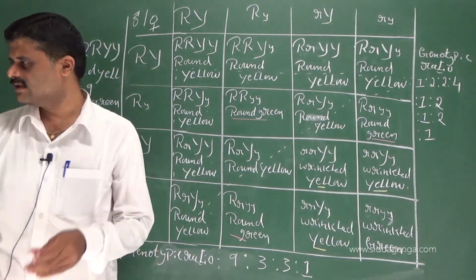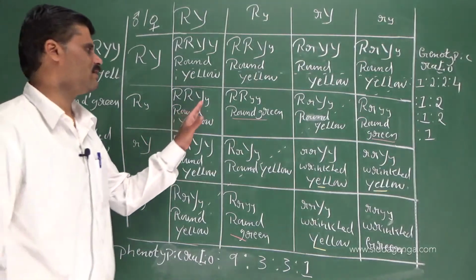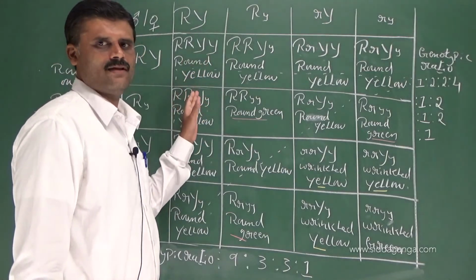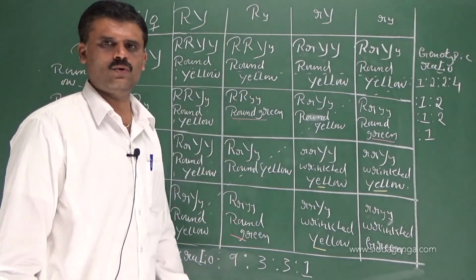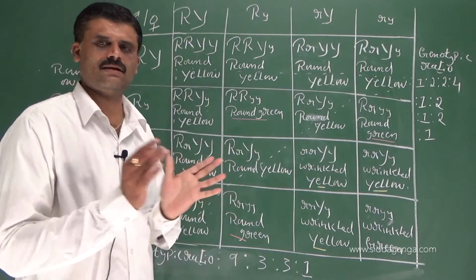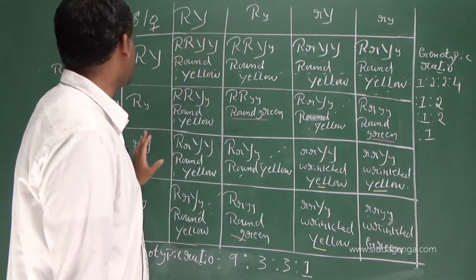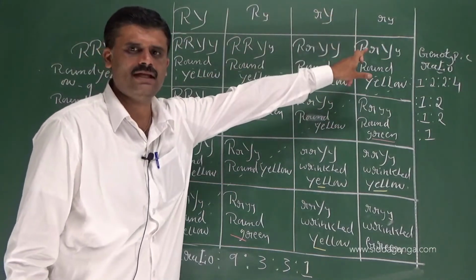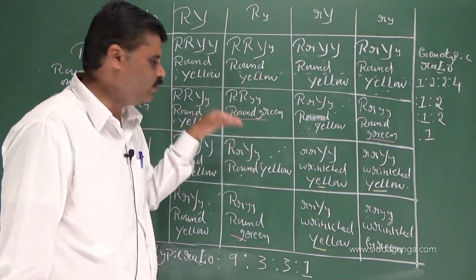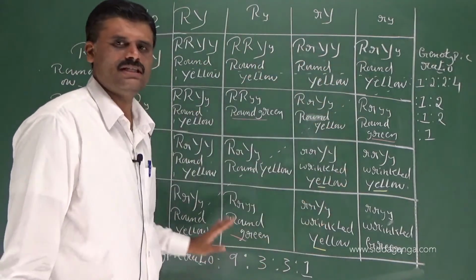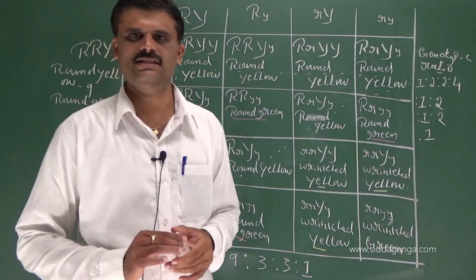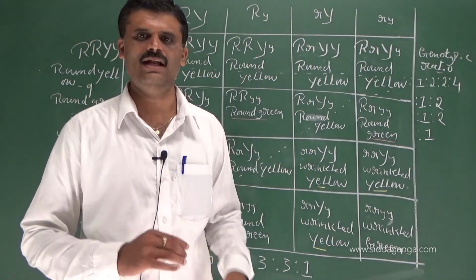Okay, from this Mendel concluded the law of independent assortment. What it says: the genes for more than 2 characters brought together in a hybrid separate independently. Genes will separate independently during the formation of gametes, and they also move independently, they inherit independently to their progenies. Okay, so these are the 2 laws, that is the law of dominance and the law of independent assortment or independent inheritance.